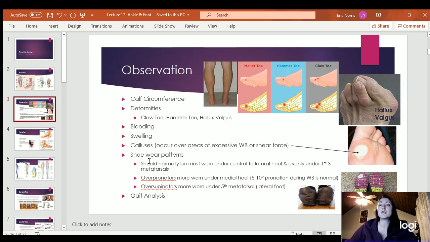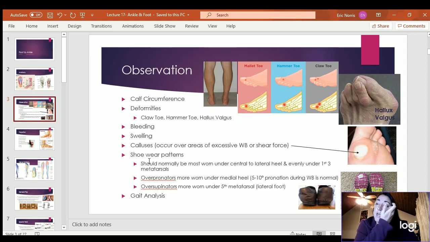So most shoes should be worn the most over the lateral heel and then the first 3 toes. That's going medial out. When we're counting toes, we start with the big toe, so we go in to out. That's where the shoe should be worn down the most. But if it's in a different pattern, or it's all throughout the medial portion of the shoe, all throughout the lateral, that tells you that you are probably overpronating or oversupinating.